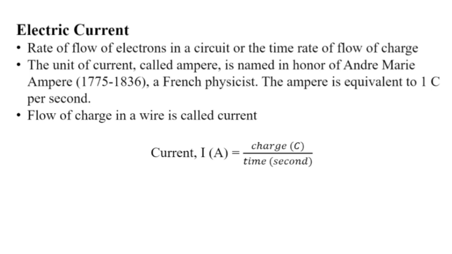Para naman sa ating formula, we have I, which represents the current in amperes, Q, which represents the charge in coulombs, and T, which represents the time in seconds. So our formula expresses current as the rate of flow of electric charge over time. So if you know how much charge passes through a point in a certain amount of time, you can calculate the current using our formula.